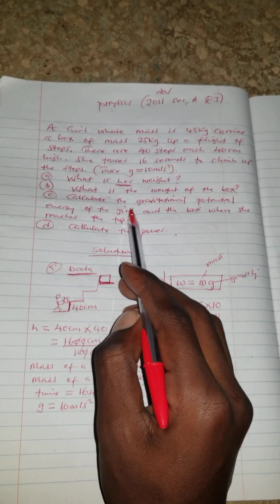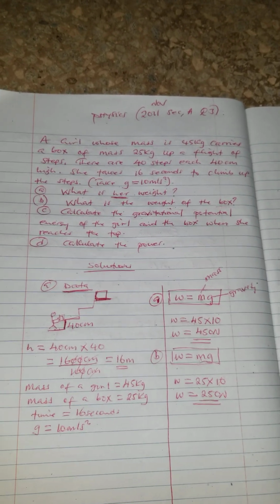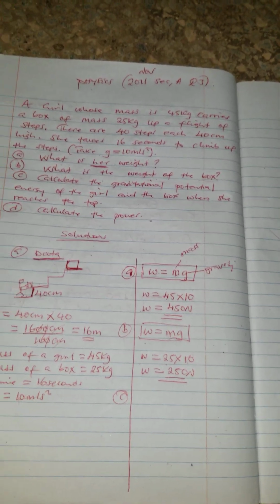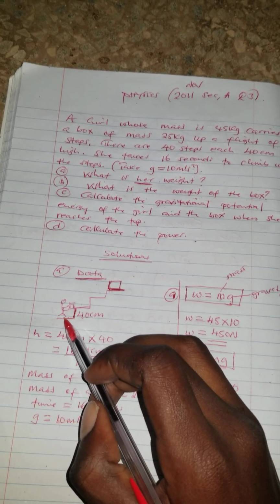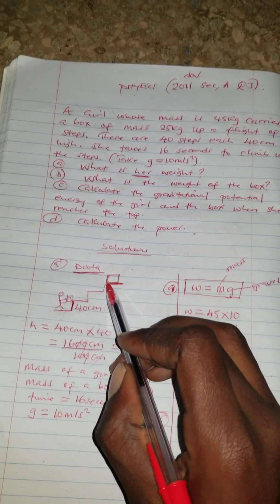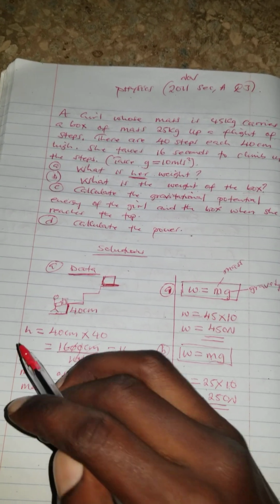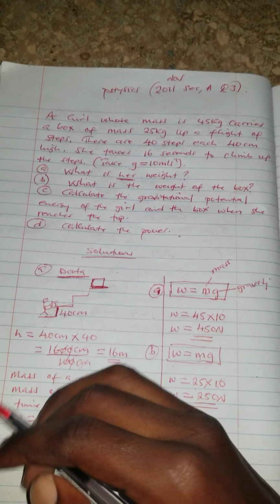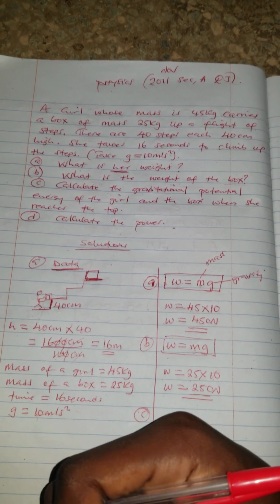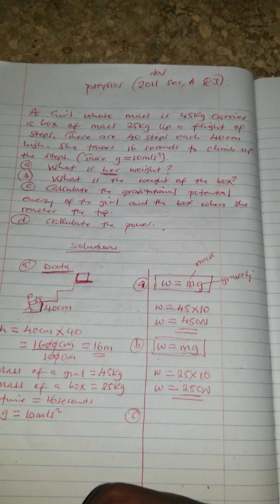On C, they are asking us to calculate the gravitational potential energy of the girl and the box when she reaches the top. What we need to understand here is what potential energy is. As this girl is lifting this box, she is in motion, so she possesses what we call kinetic energy. But when she reaches the top, she comes to a stop. So what is going to be her gravitational potential energy? In a nutshell, gravitational potential energy is simply the energy that a body possesses when it is not in motion. This is what potential energy is.